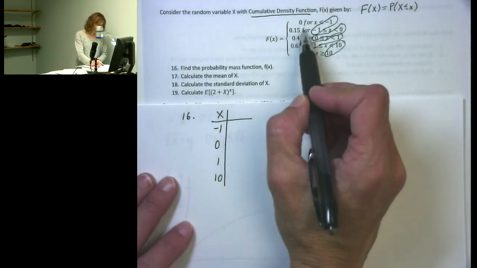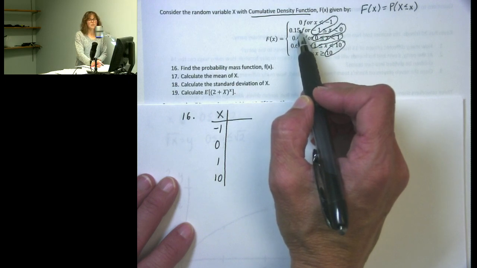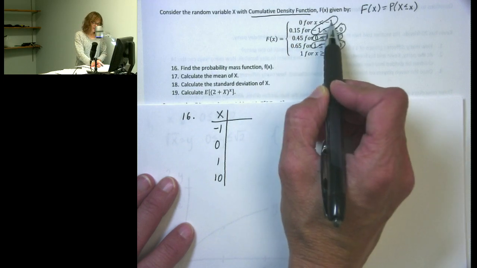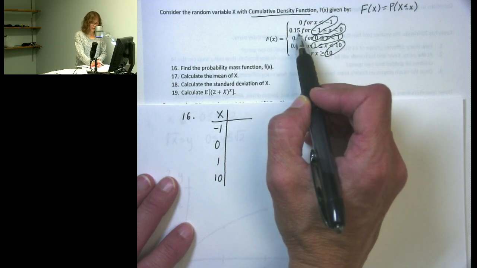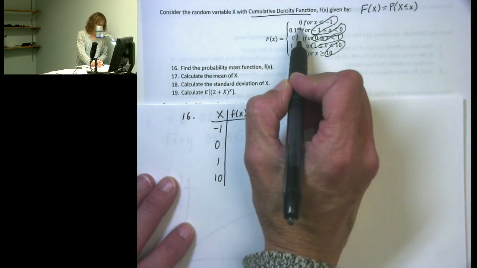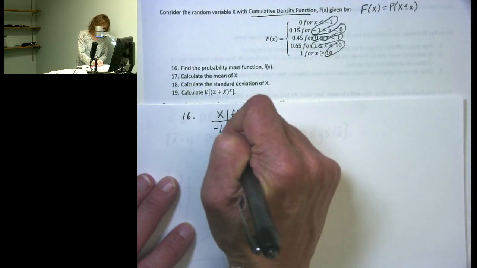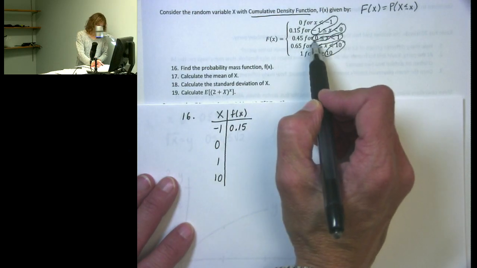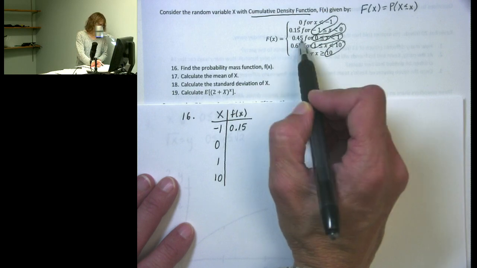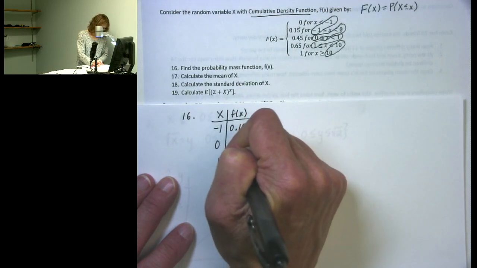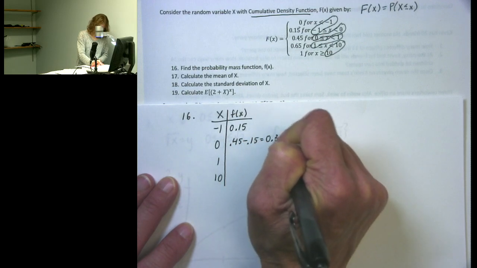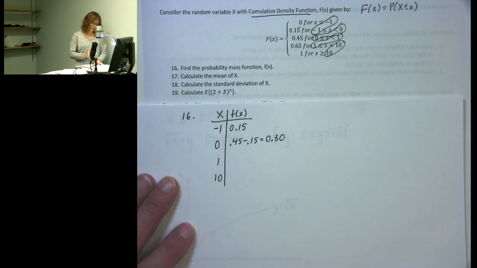Now, the way that I figure out the probability of each of those values is by looking to see how large a step there is at that value. So we can see that at -1, the step goes from 0 to 0.15. So the size of that step is the probability that x takes on the value -1. This would be 0.15. Now at 0 here, we step from 0.15 up to 0.45. So we take 0.45 minus 0.15, it gives us 0.30 is the probability that x equals exactly 0.